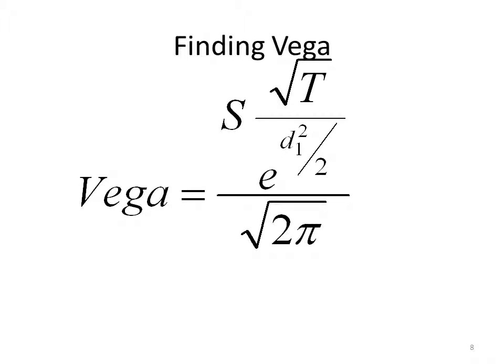We can calculate vega from the equation S times the square root of t over e raised to the d1 squared power over 2, all divided by the square root of 2 pi.